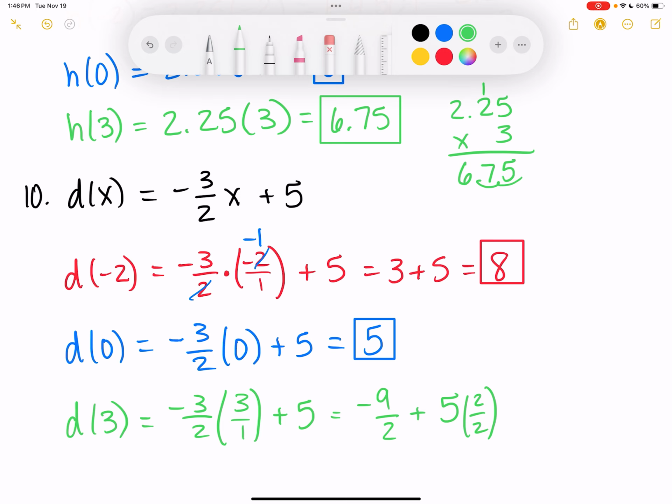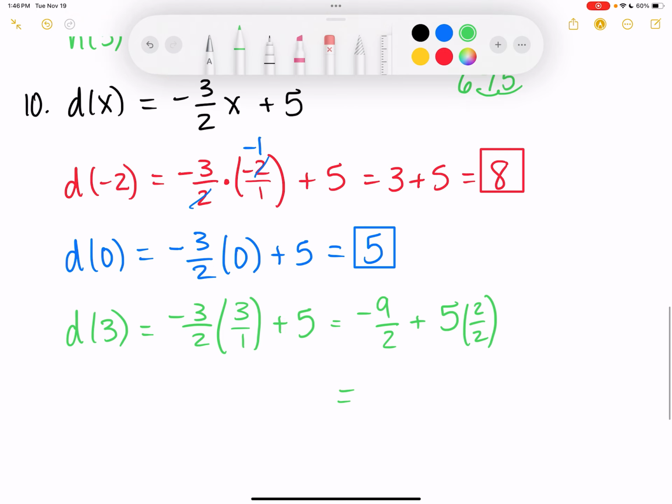So I get, move down here, negative 9 over 2 plus 10 over 2. And when I do that, what do I get? 1/2. So the answer to that one would be 1/2. All right, any questions on those where we're plugging stuff in? No. All right.